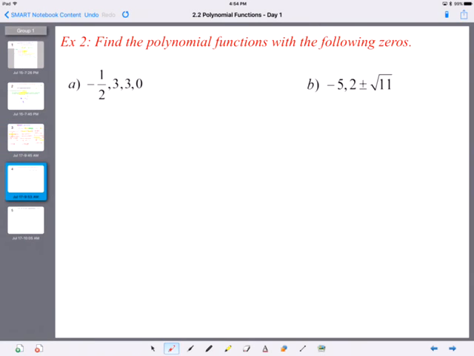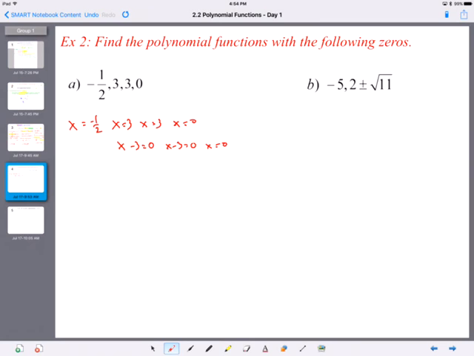So I'm going to do that on this first one. We're going to say x is equal to negative 1/2. x is equal to 3. x is equal to 3. And x is equal to 0, and then we're just going to work our way backwards. So on these last 3, you would subtract 3, you would subtract 3, and the last one, it's already equal, so x is already by itself and it's equal to 0, so you're fine there.